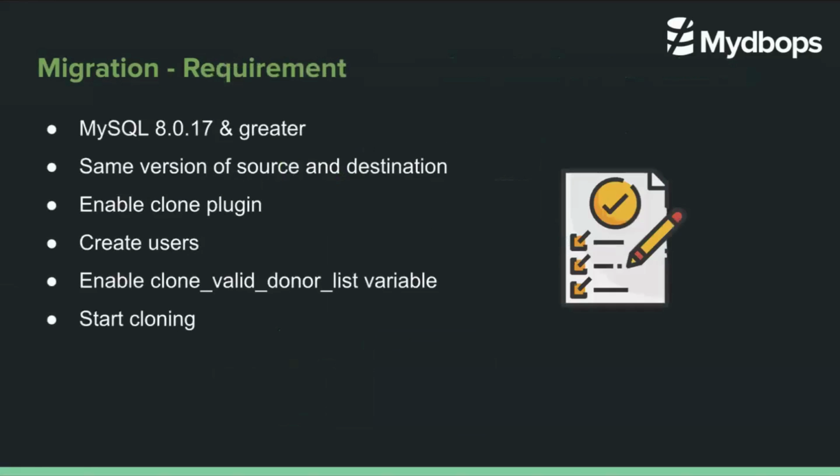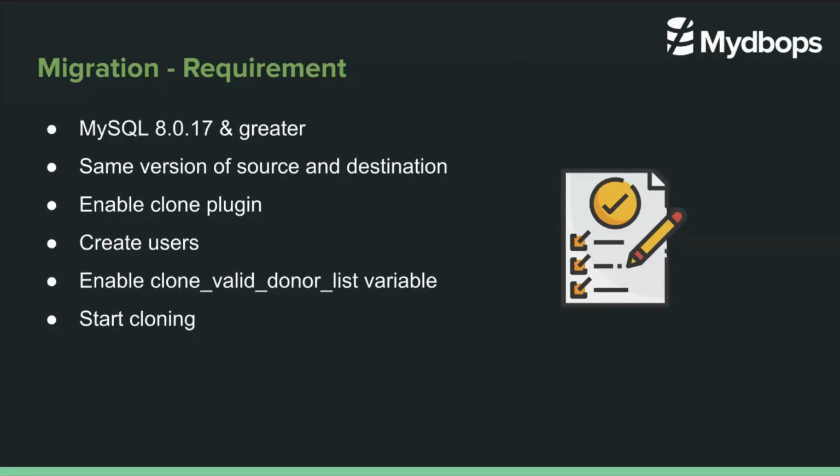So for this, what will be the requirement? Since cloning was introduced in 8.0.17, we need to have a MySQL version greater than or equal to 8.0.17. As a cloning limitation, the source and destination should have the same MySQL version. So we need to make sure that the source and the replica server are on the same version.